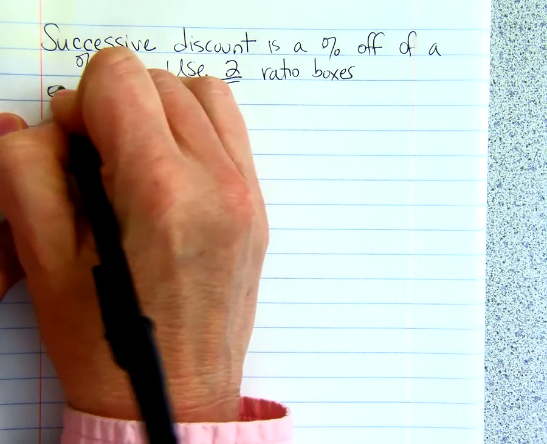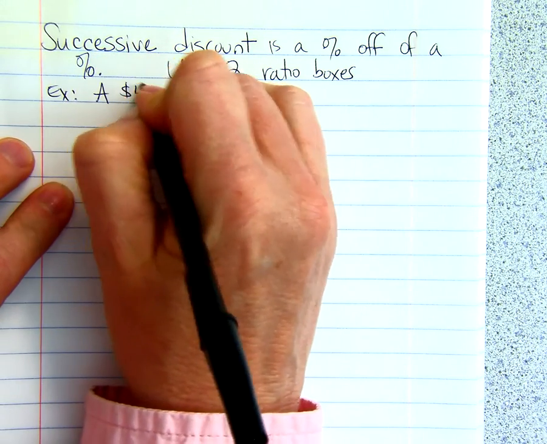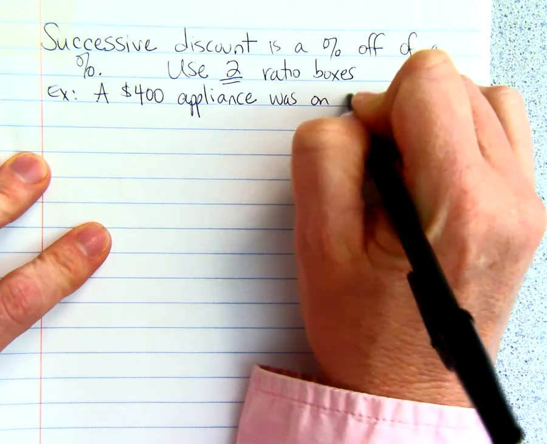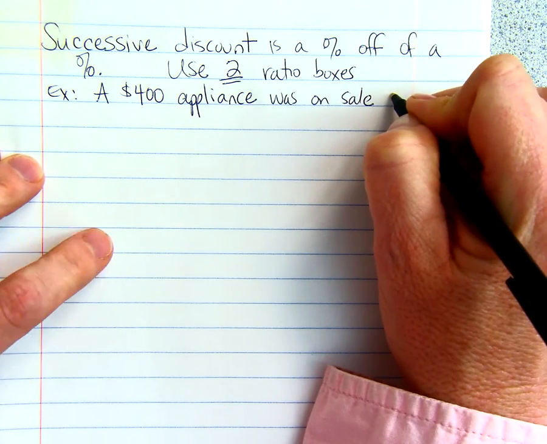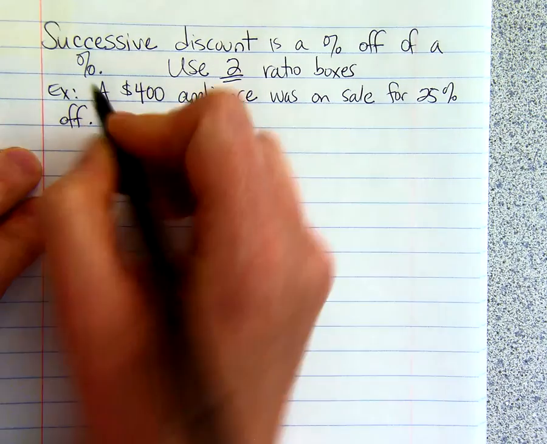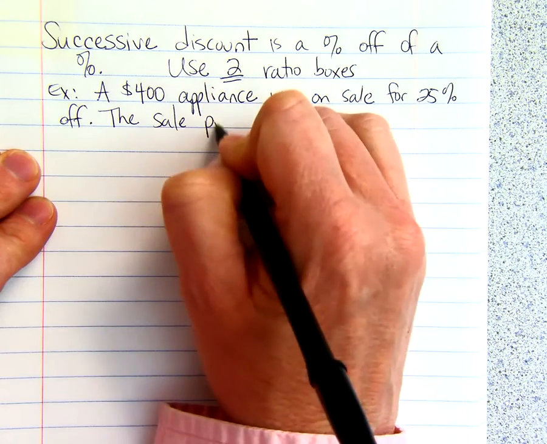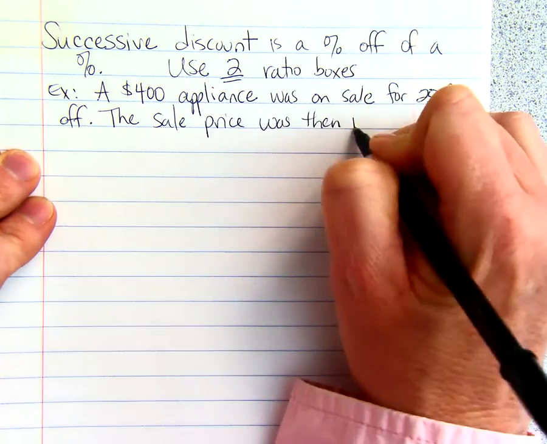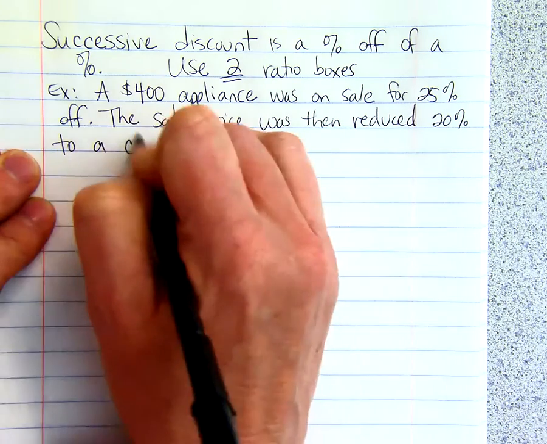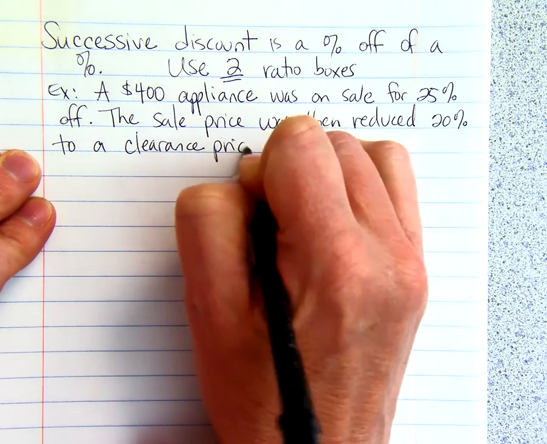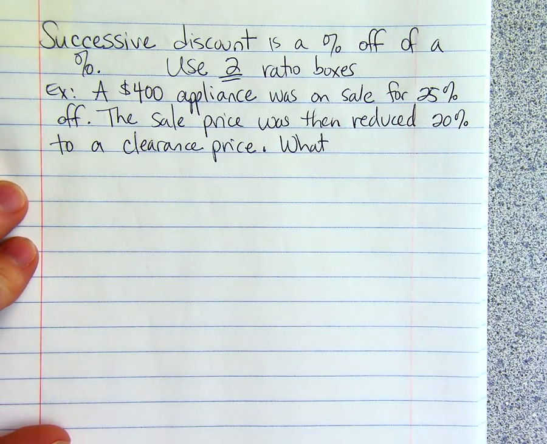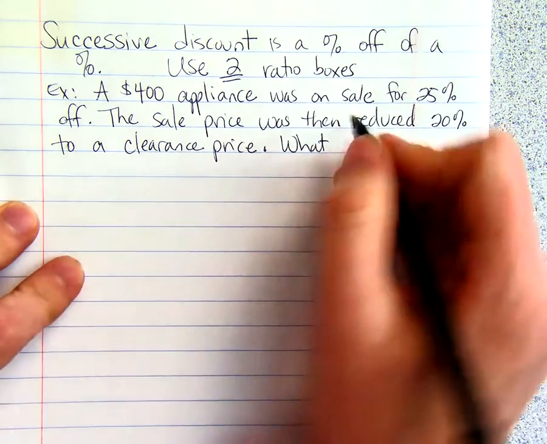So we're going to do an example, this word problem. A $400 appliance was on sale for 25% off. The sale price was then reduced 20% to a clearance price. What was the clearance price? Now, if they took the clearance price and reduced it again, then you'd have to have 3 ratio boxes, but we're just going to the clearance price.